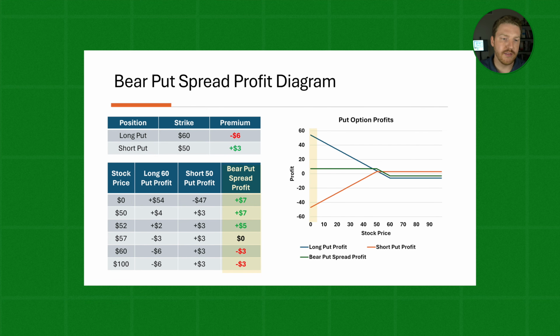Now, we said that when the stock price was 0, that was the maximum we could gain on our long 60 put. We were up $54. It was also the maximum we could lose on our short 50 put, where we were down $47. Now, if we combine the payoffs of both of these, we actually end up with a $7 profit. And that will remain the case as long as both of these options are exercisable. So all the way up to $50, we're still up $7.